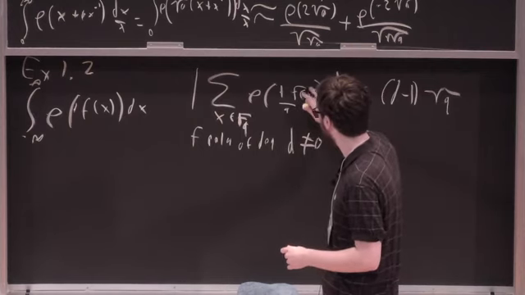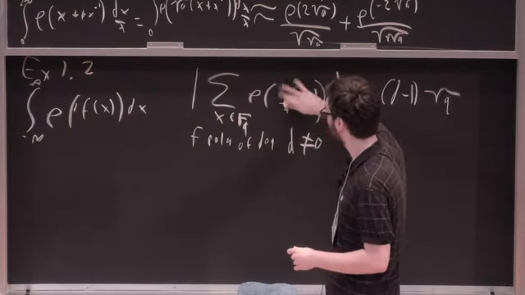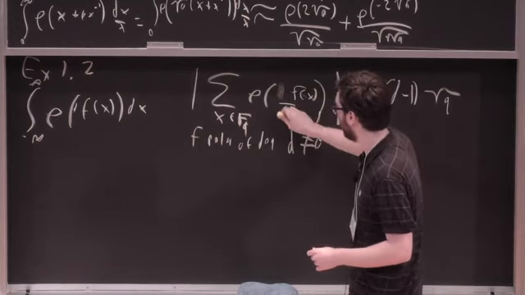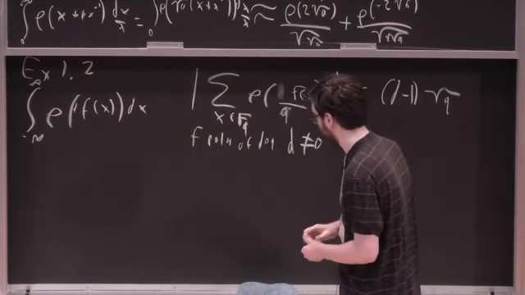T times f of x. I don't really need a t here. Let me do it without a t. f(x) over q. Yeah.